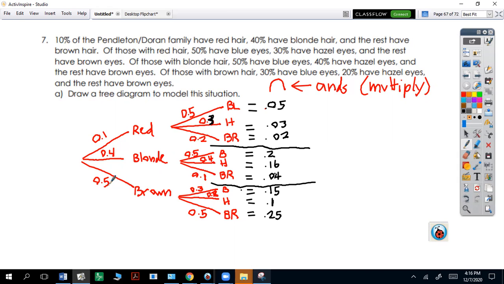And then brown hair, we know that's 50% because 10% plus 40% is 50%, so the rest have brown hair, 50%. And then 30%, 20%, and the rest is 50% brown eyes. So here's your breakdown. We want to get our ands by multiplying. So this is red hair, blue eyes, red hair, hazel eyes, red hair, brown eyes, blonde hair, blue eyes, blonde hair, hazel eyes, blonde hair, brown eyes, and so forth.